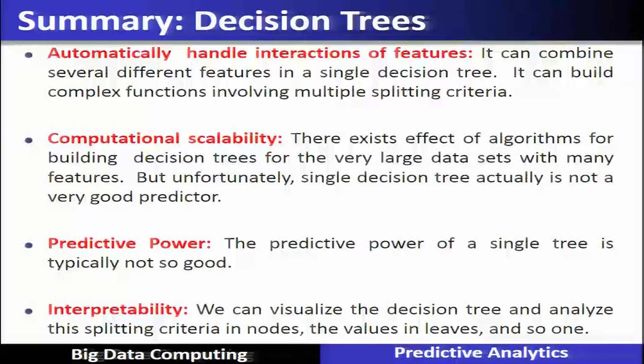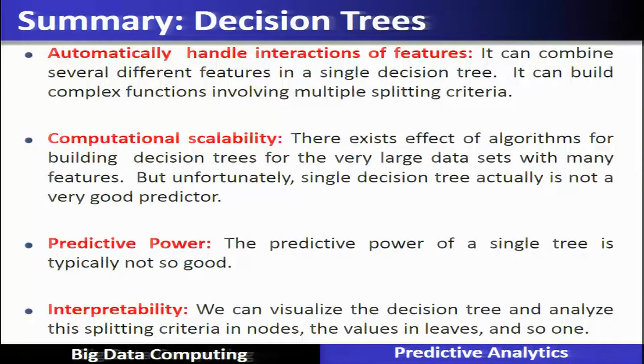Decision trees. Let us summarize the decision tree which we have covered in the previous session. In that decision tree, what we have seen is that it automatically handles the interaction of features. That is, it can combine several different features in a single decision tree. The decision tree, drawn as a tree induction, is basically a tree which is split on different features. Hence, there is interaction or combination of different features in a single tree.